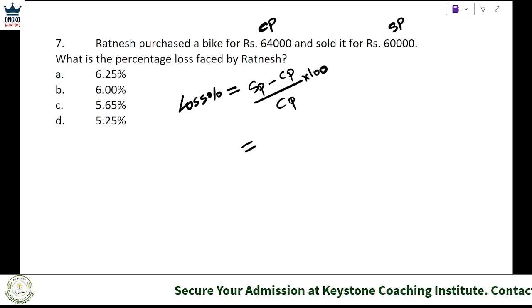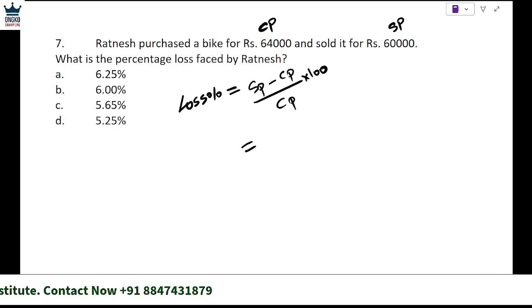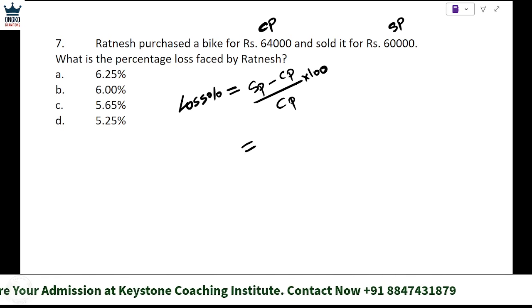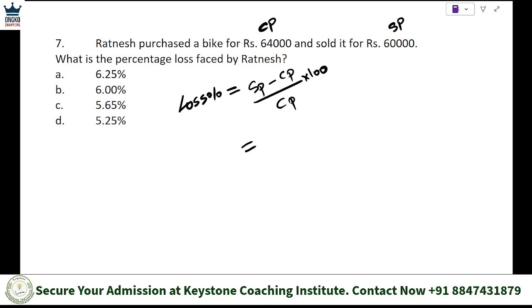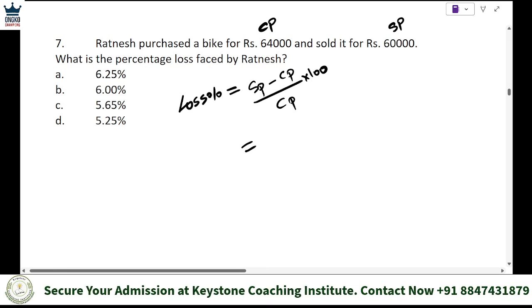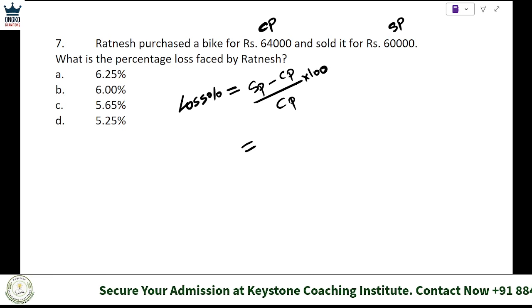In terms of money, there is no minus. When we talk about minus, then it is a loss. If you have 500 in your wallet, you cannot say minus 500. So it doesn't matter if you use cost price minus selling price, or selling price minus cost price, just write the minus or plus accordingly.